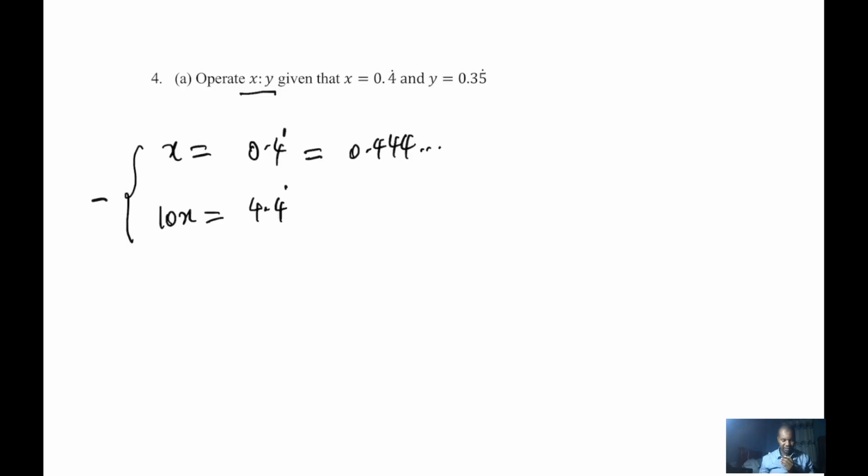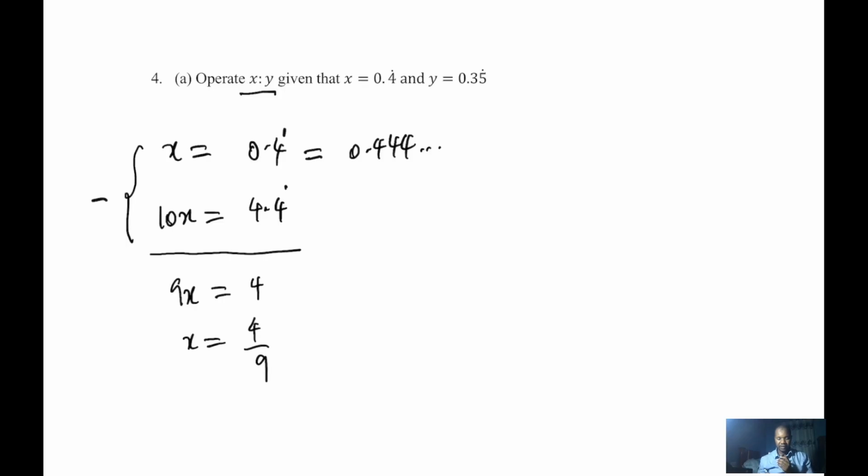We are going to change these repeating decimals into fractions, and eventually we are going to be in a position to find x over y. Starting with x, which is 0.4 repeating, by the way, this is actually 0.444, and it goes to infinity. When you multiply by 10, both sides, you have 10x equals 4.4 repeating. If I subtract these two, I get 9x equals 4. So x will be 4/9.